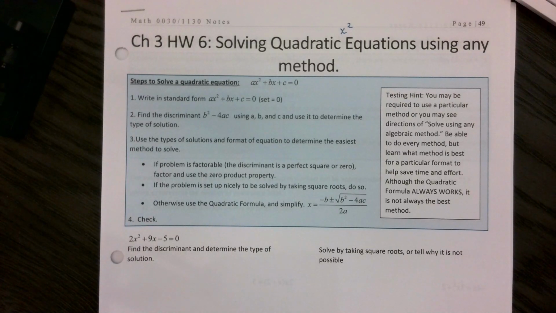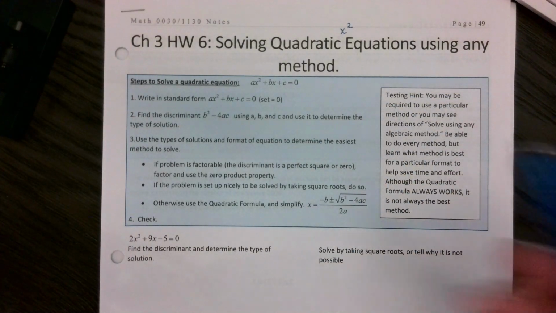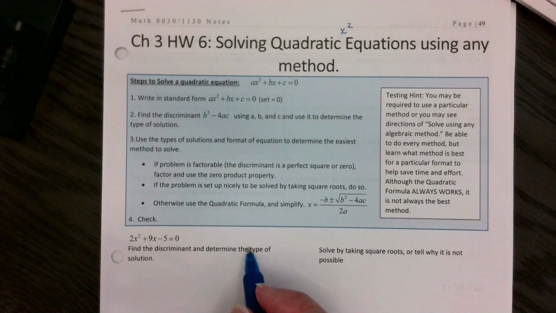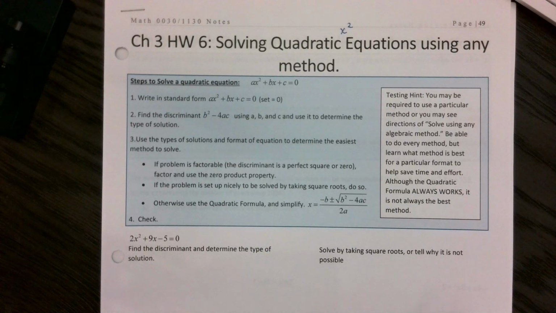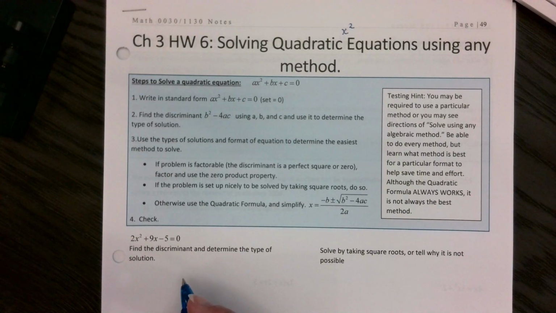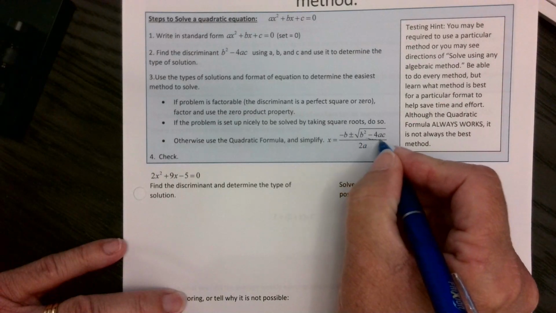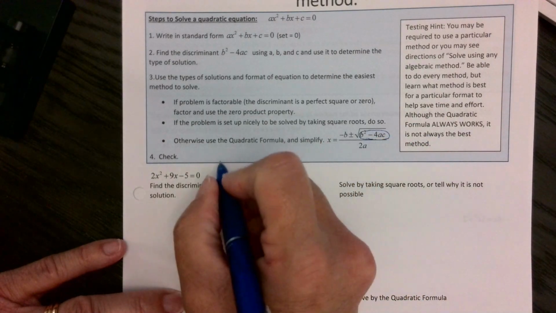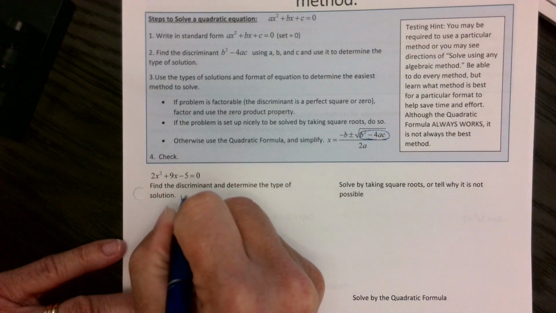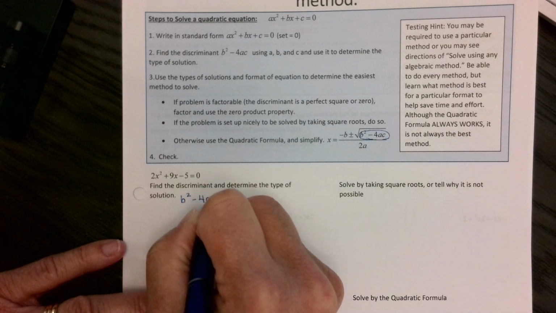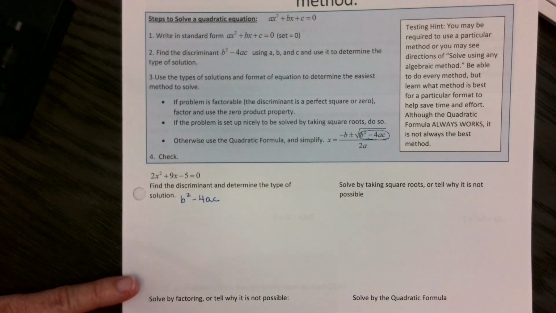The first thing I'm always going to look for is to see if it'll factor. Now in these notes, it's always going to tell you to find the discriminant because that's going to tell you how many answers you have. Honestly, you can do this problem without that, okay? So the discriminant, remember, is this part that's underneath the radical. It is only the b squared minus 4ac. It's only that number. It's not with the radical.